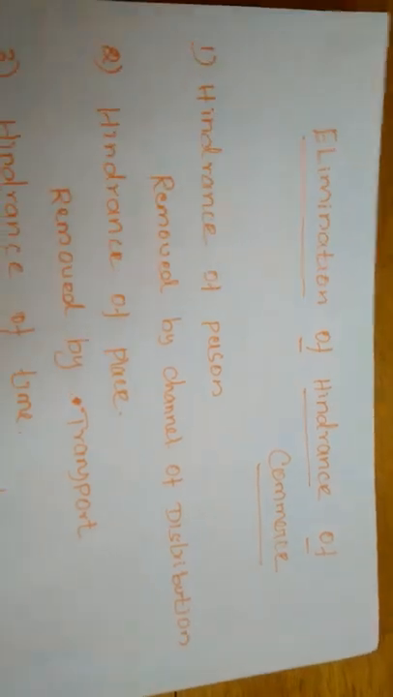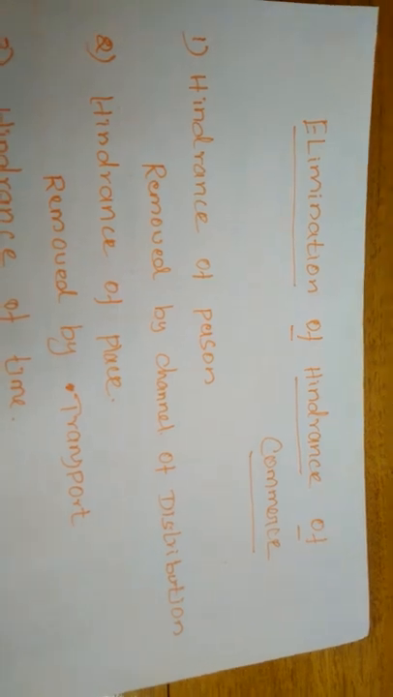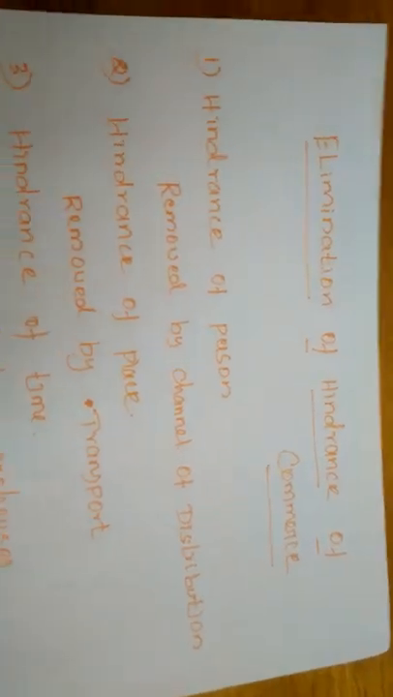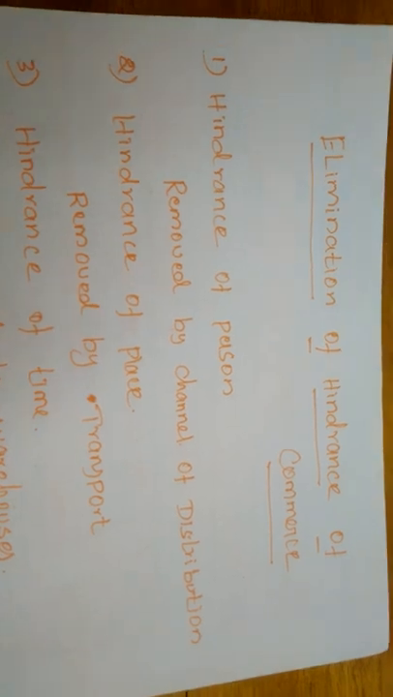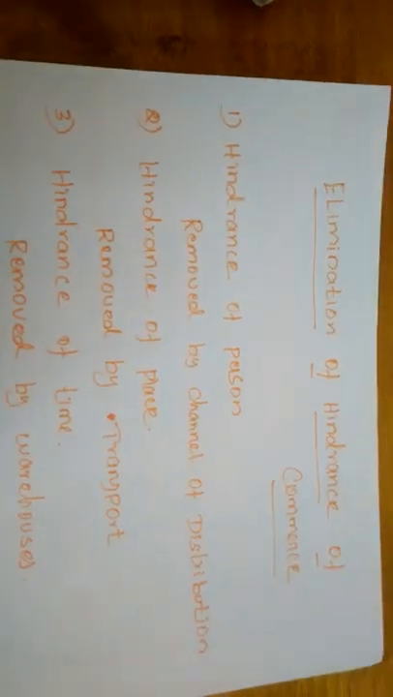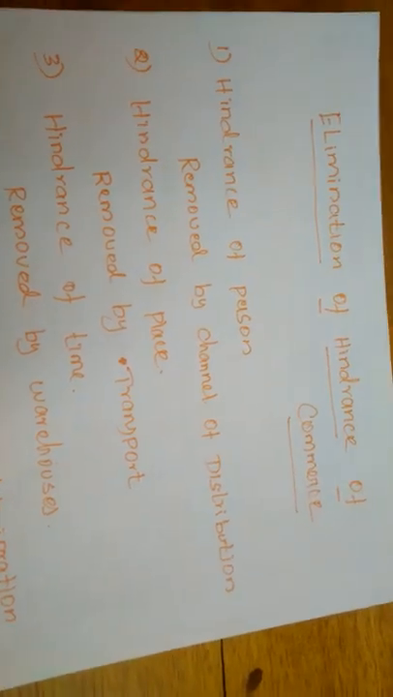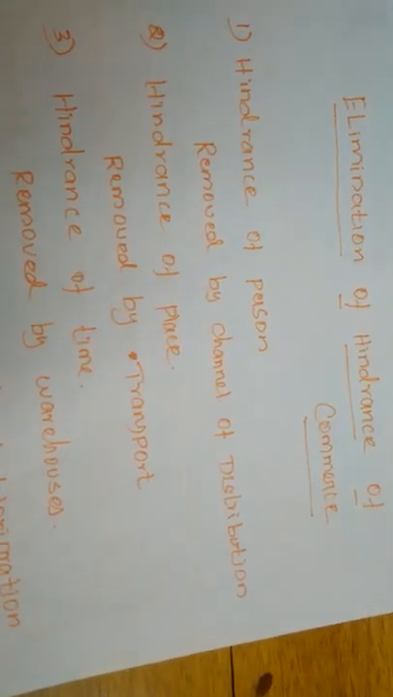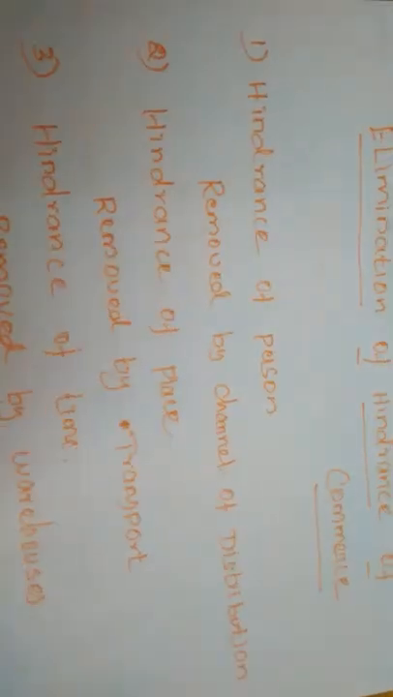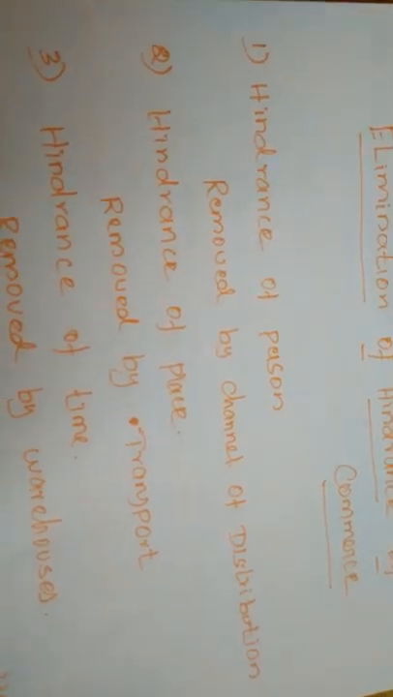Now we will study the hindrances of commerce and their elimination more elaborately, point by point. The first hindrance is the hindrance of persons. In this commercial activity or trade, one hindrance is the hindrance of persons. We can assume two persons only: the consumer and the producer.